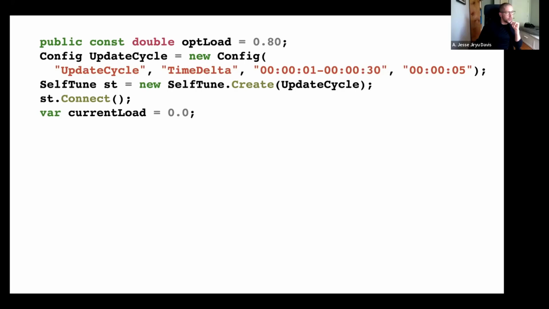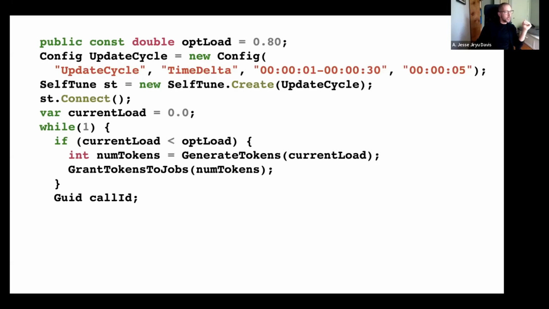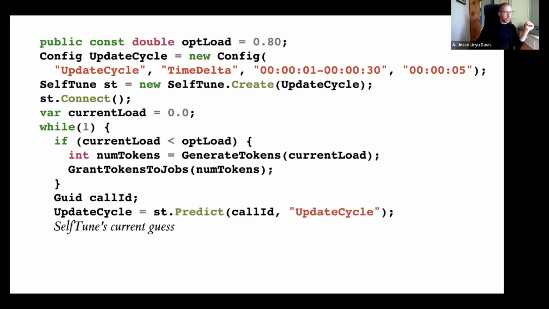Anyway, so you then measure something, some reward function. And in this case, it's going to be how close is the current load to the optimal load, and then loop forever. So you check whether the current load is less than the optimal load. And in this particular case, the way this service works is that you generate some tokens and grant them to jobs. And that allows you to do more stuff, which will increase the load in order to raise it up closer to the optimal. And then you generate a GUID, and you ask SelfTune to give you its current guess what its tuned parameters and values should be.